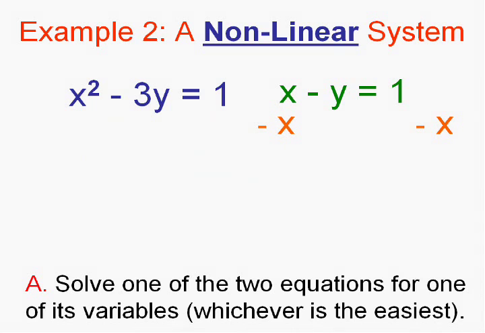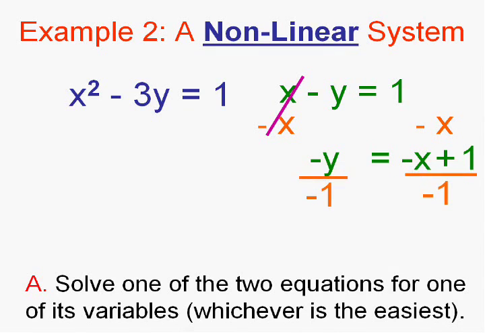So let's see, I'll subtract x from both sides. And then, that's a negative y. I don't want negative y, I want y. So I'll divide everybody by -1, and y will equal x minus 1. That's the first step, to solve for one of the variables.